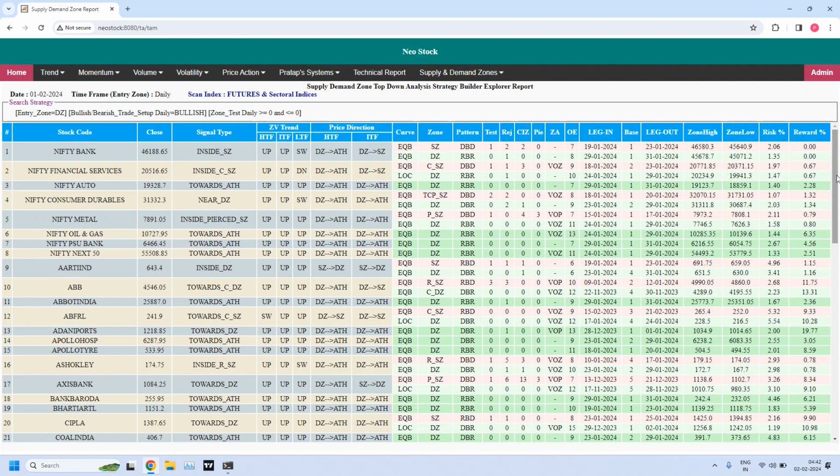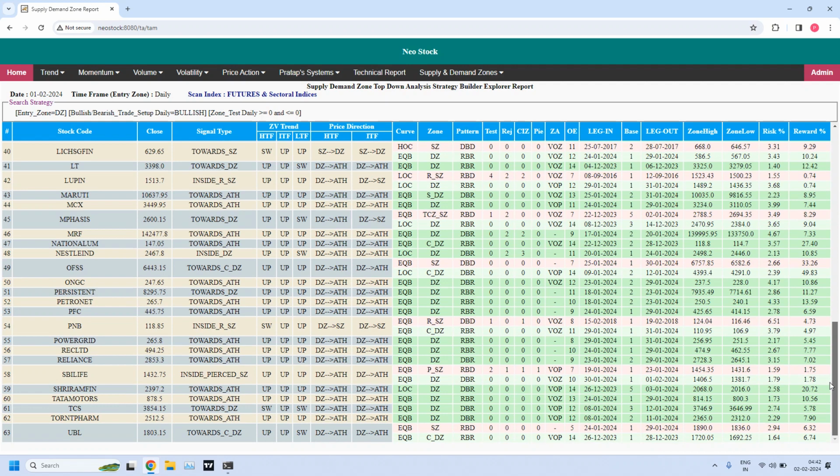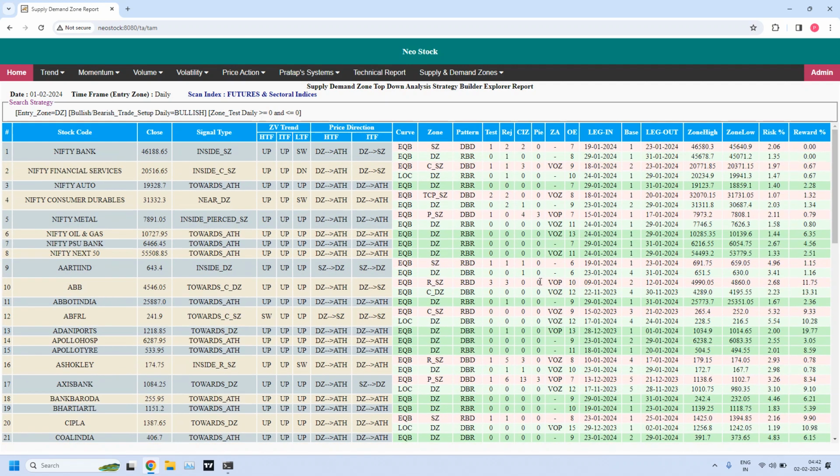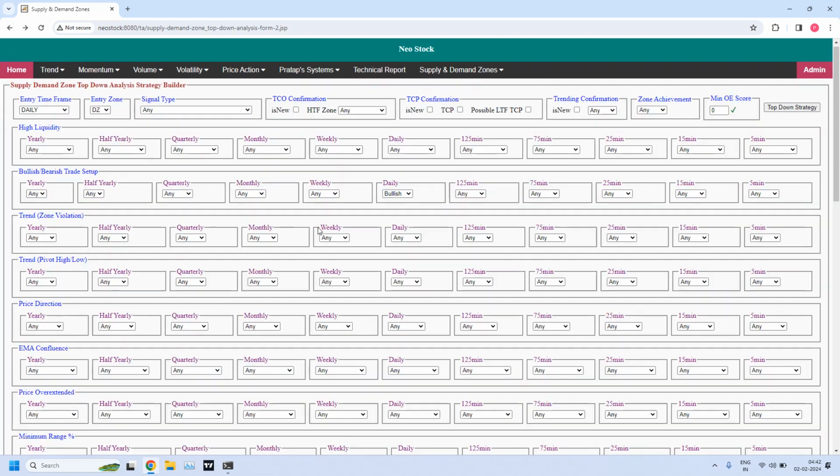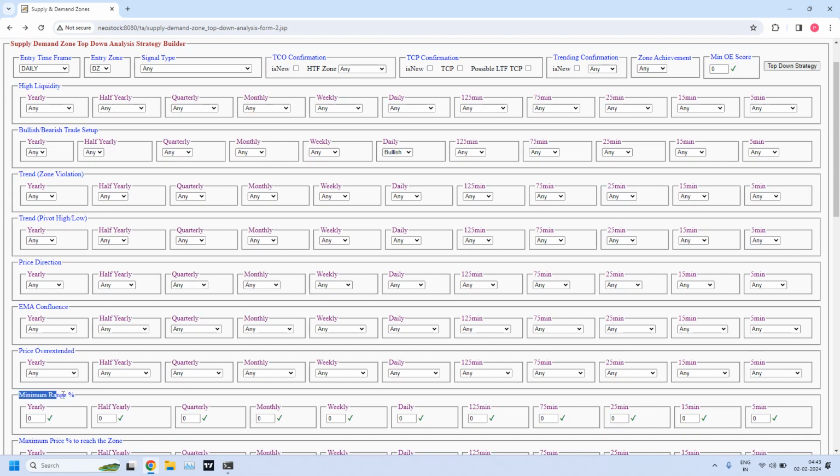I don't want all these 63 stocks. Out of these 63, I want whichever is having at least 5% reward. So that is the reason why I am going back and selecting the minimum range percent. This is a D to D range, distal line to distal line range. In the daily time frame, I am selecting the value 5%. See, this is the reason why ranges are very, very important.